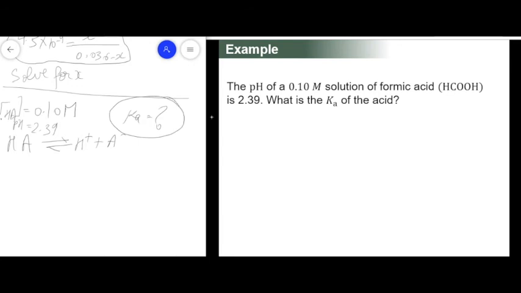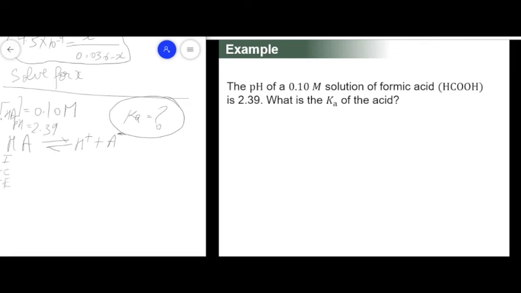Again, this has come down to the concept of equilibrium, right? If I know my initial concentration of acid and I want to figure out what the Ka is, for Ka I need the ice table, right? What is Ka? Ka would be the product over reactants. To figure out all those concentrations, I need an ice table. So let's create our ice table.